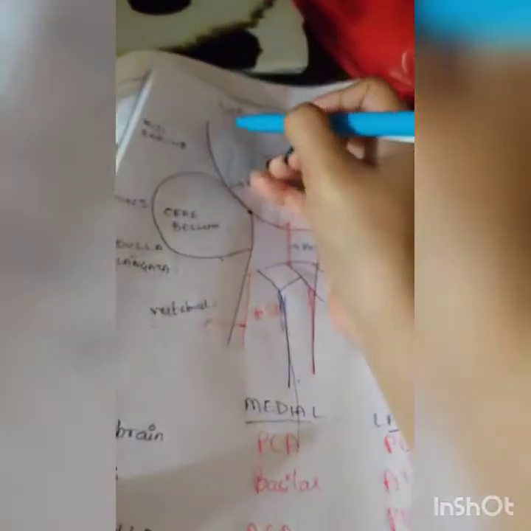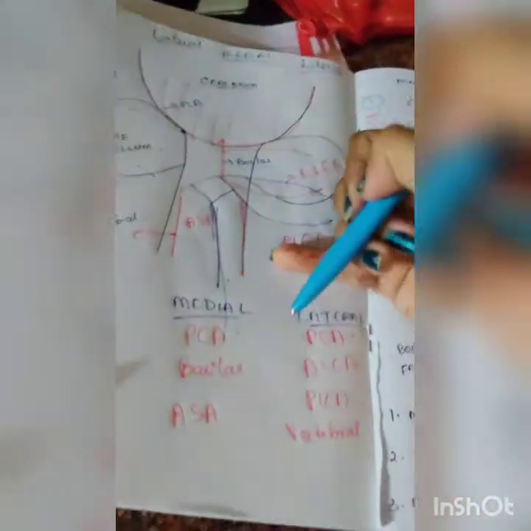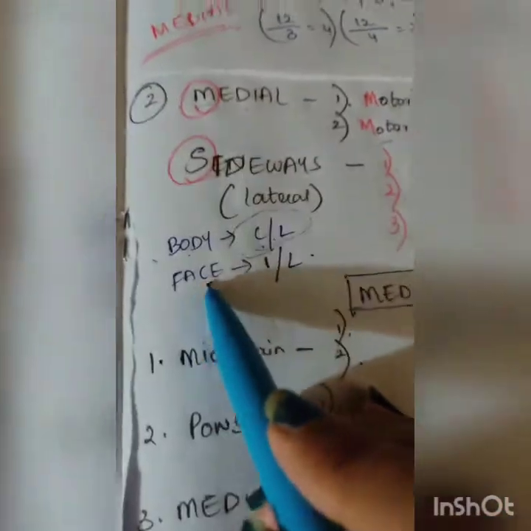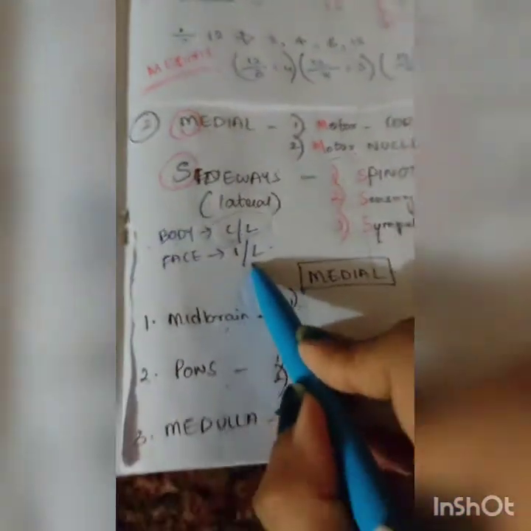So if there is a lesion on the right side of the cerebrum anywhere, the effect is going to be seen on the left side of our body. So, contralateral. Whereas whenever there is an issue with the face, that is the motor nuclei or sensory nuclei, if any of these nuclei are damaged, the effect is going to be on the ipsilateral side, that is on the same side.